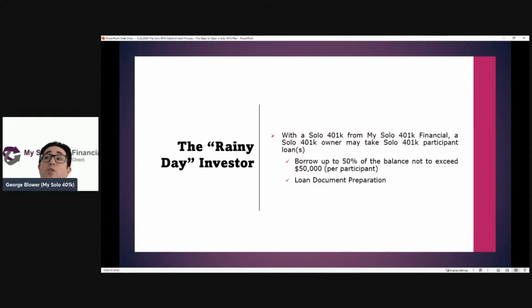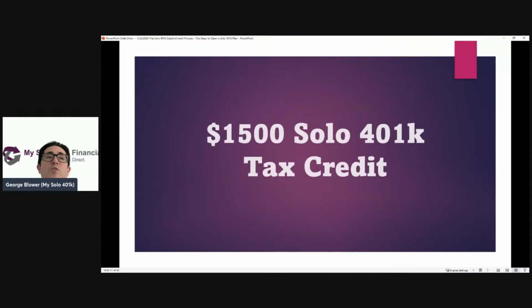And then that would allow the person to borrow up to 50% of the balance, not to exceed $50,000. That's per participant. So if you've got a husband and wife that are both participating in the solo 401k, they each have at least $100,000 in solo 401k account value. They would each be able to take a $50,000 loan and then use the money for any purpose whatsoever. So the rainy day investor would be another great scenario.